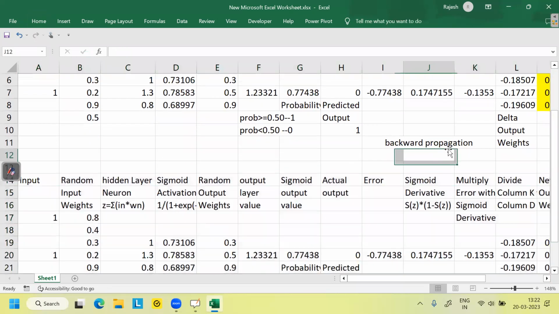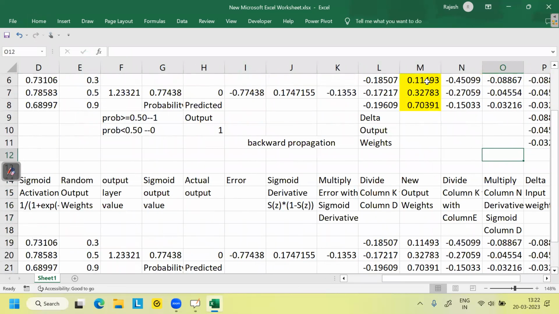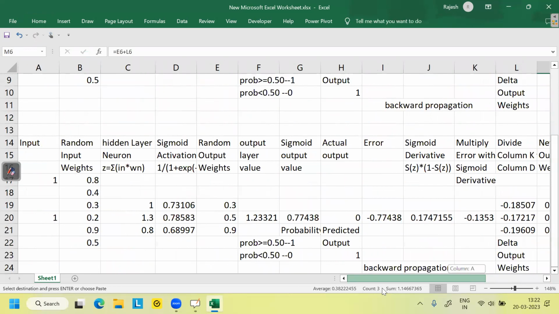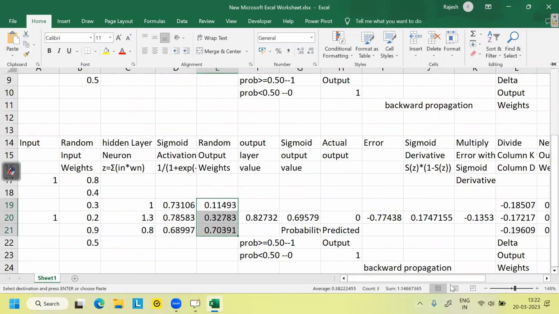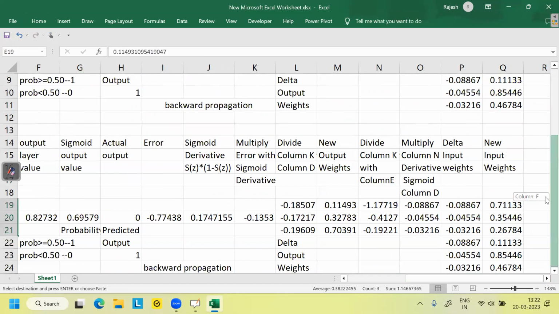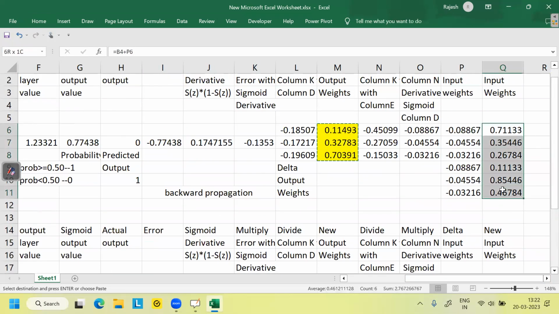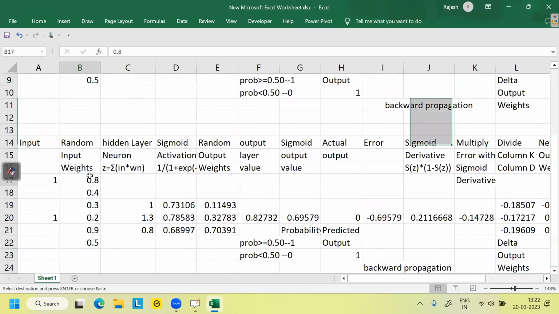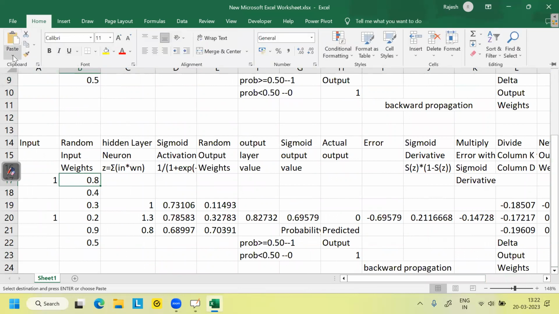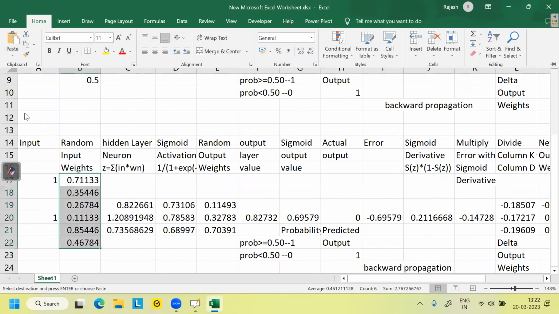Now, I'll go to the previous iteration. First, copy the weights, Control C, paste special values and number formatting. Similarly, I'll go to the previous calculation, copy the new input weights, Control C, and then in the second iteration, paste special values and number formatting. Now I have replaced the weights with the calculated weights.